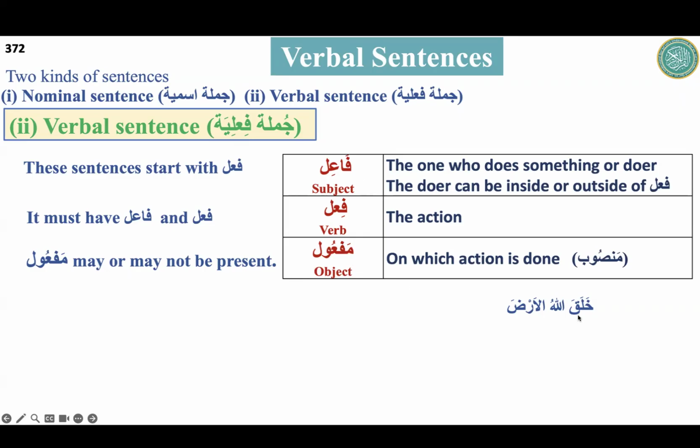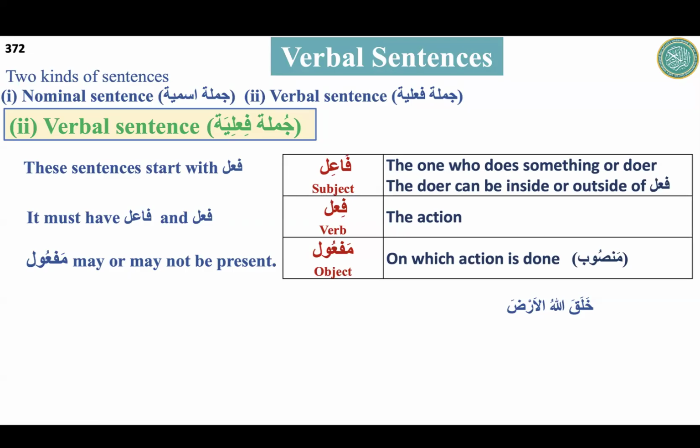Yes. Khalaqa, what is inside doer? He. So we have to look for outside doer. What is outside doer? Allah is outside doer. What is the status for that? Rafa status, and that is fa'il, outside doer. Okay, can you please translate it? Khalaqallahu al-arda. Allah created the earth.